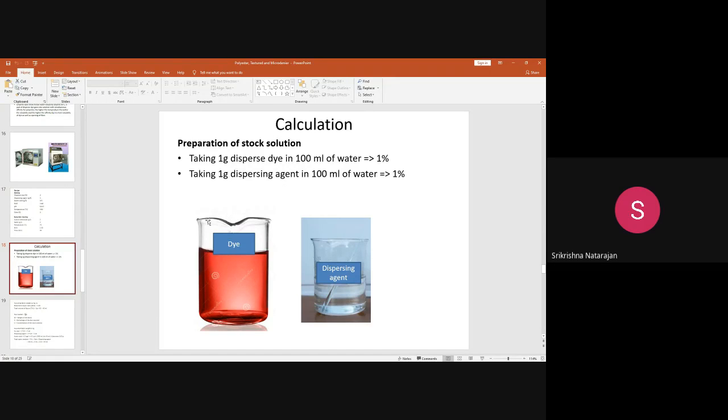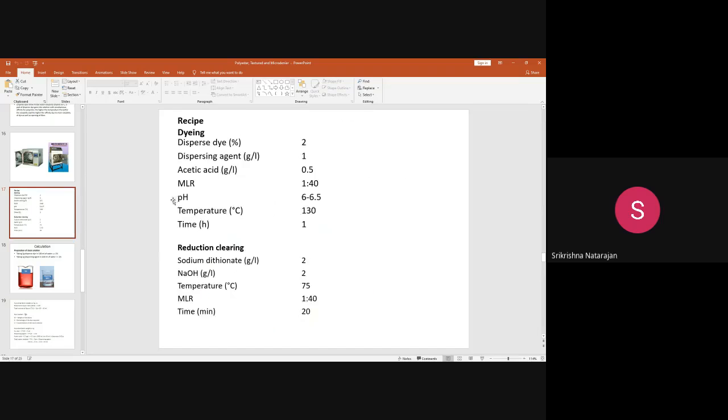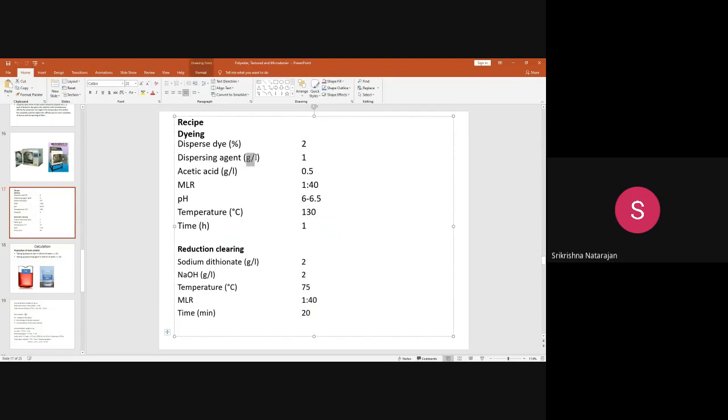I'm taking 100 ml water. Assume this is 100 ml water. Take a paper, take one spatula of dye, put it inside, mix, and it dissolves. It will become a dye solution. This is called the stock solution. You prepare this. Next is the dispersing agent, but here the dispersing agent is given as grams per liter, 1%.